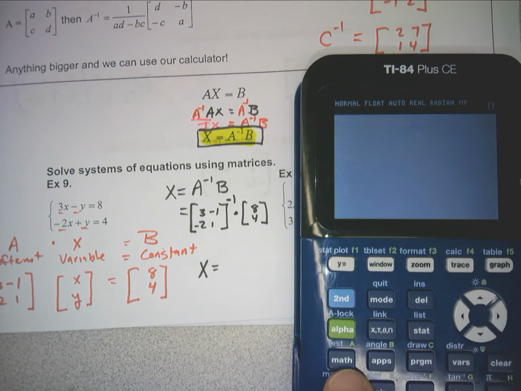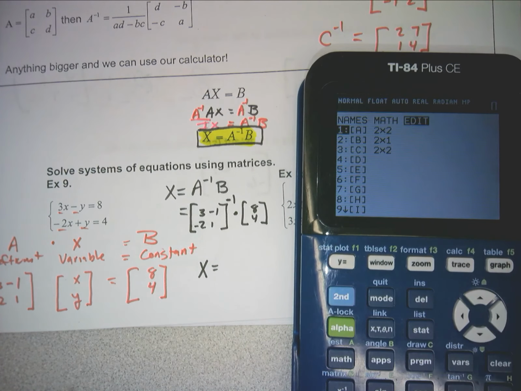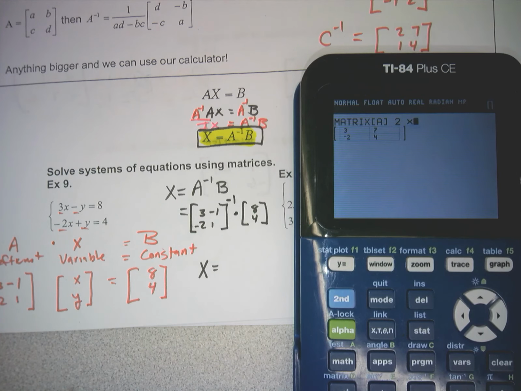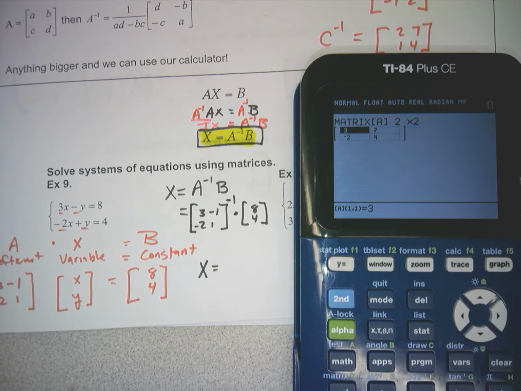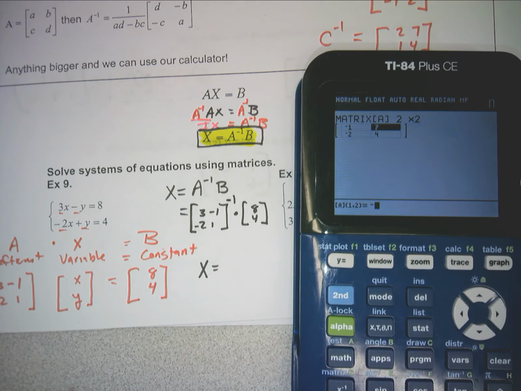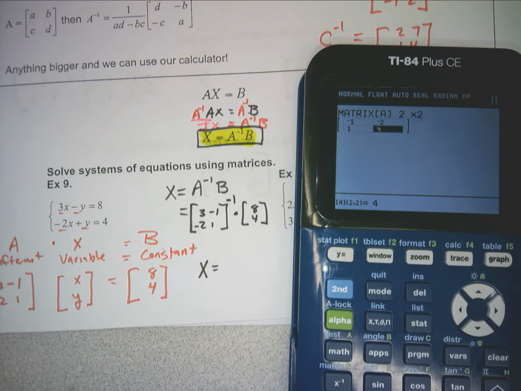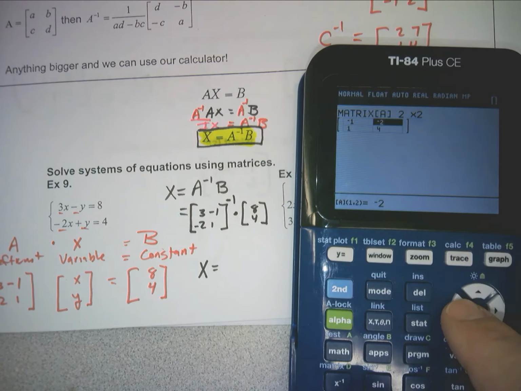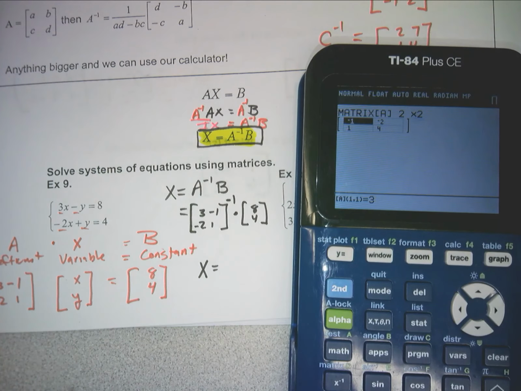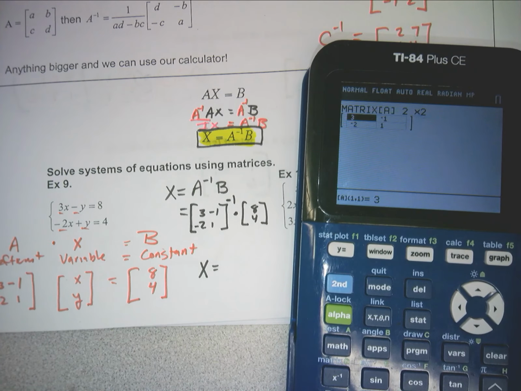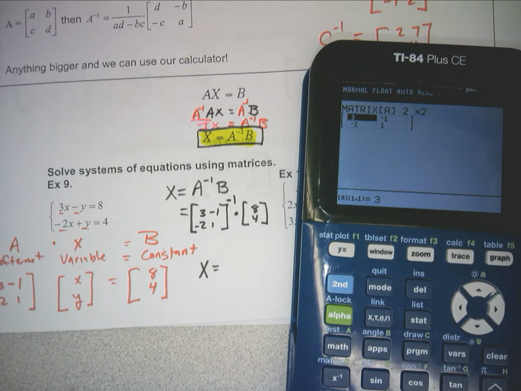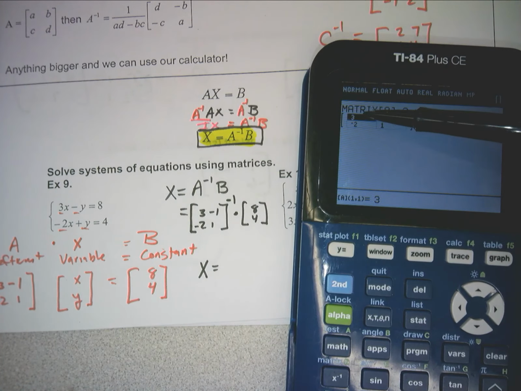All right, it goes second matrix, edit, matrix A. Matrix A is a 2 by 2. I have 3, enter, -1, enter, -2, enter, and 1, enter. Oh, looks like I typed it all wrong. So let's try it again. 3, enter, -1, enter, -2, enter, 1, enter. Okay, so I always double check. This is matrix A. It's a 2 by 2. I got 3, -1, -2, and 1.